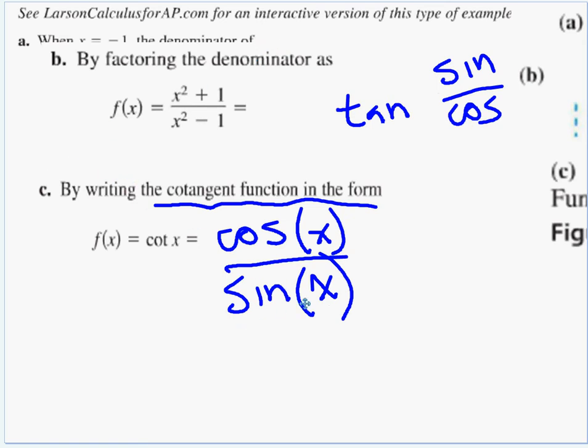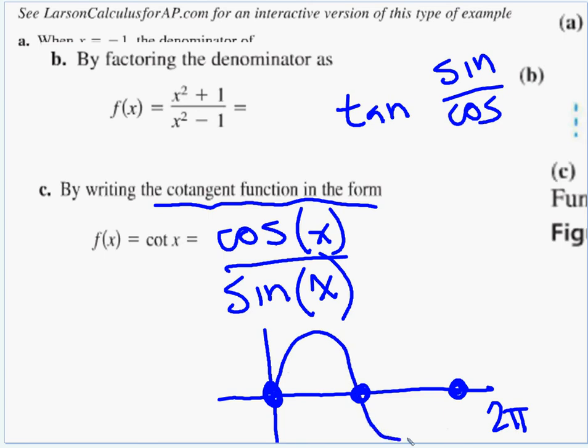Now if you remember what the sine graph looks like from pre-calc, we would start at the origin, end at 2 pi, and sine would cross in the middle. So it would look like this. Every time our denominator sine is equal to 0, we're going to have a vertical asymptote. The first one occurs at 0, the next one's at pi, and then at 2 pi. So these are going to occur frequently.